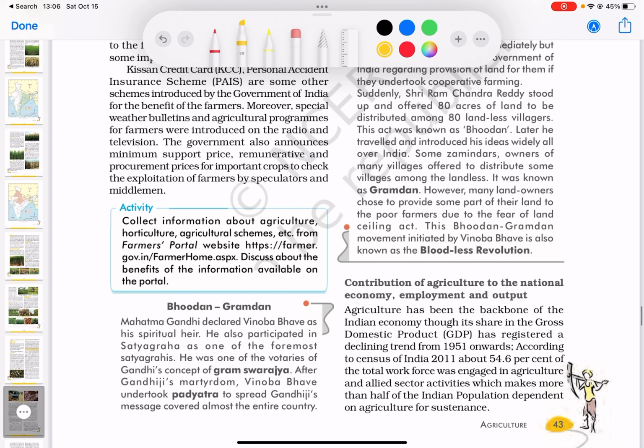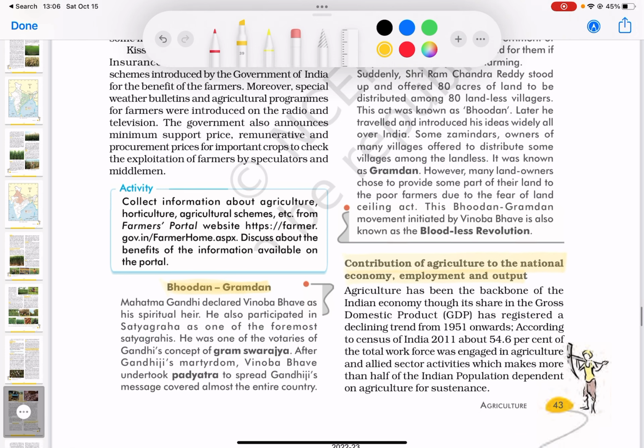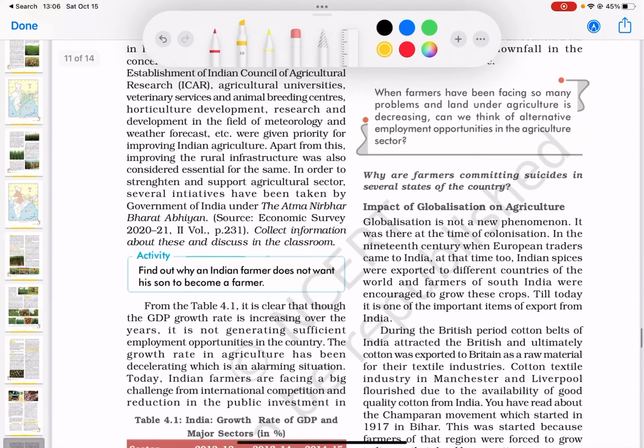Okay, you can see this concept of Bhudan or Gramdan. What does it mean? How does it help the activity of agriculture? And then we also talk about the contribution of agriculture to the national economy, the employment and the output. Okay, that is another topic that we will be talking about.